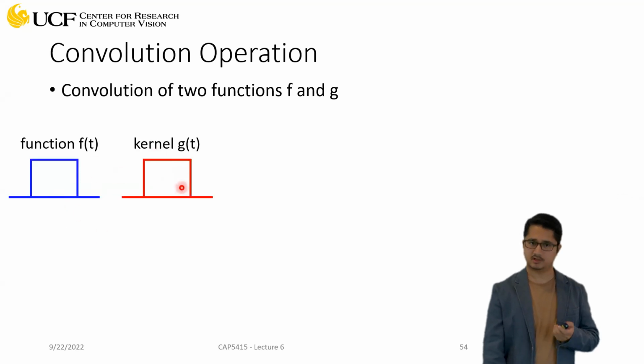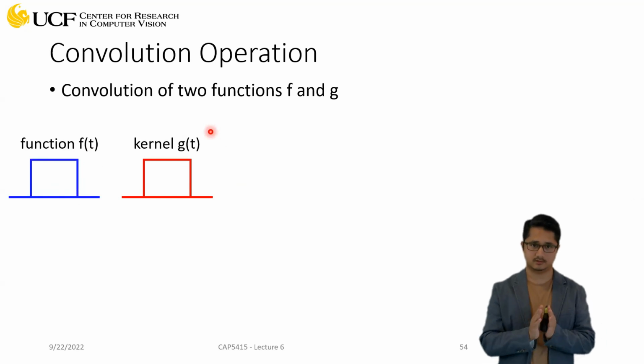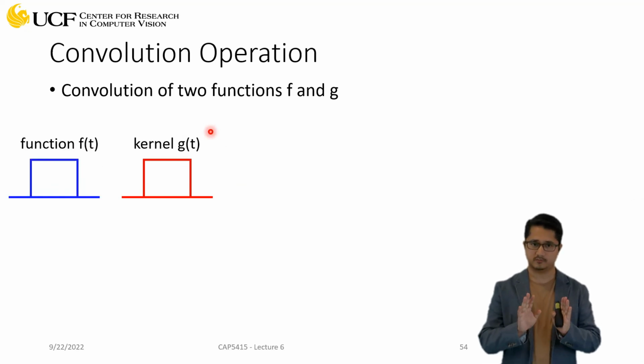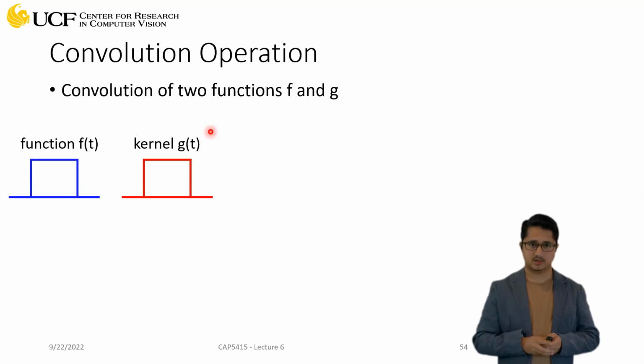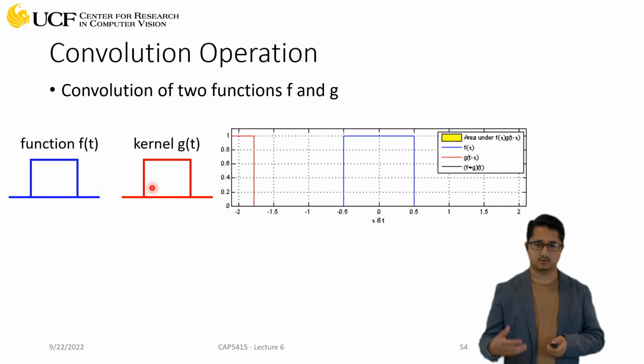Let's say we have a kernel, which has almost a similar kind of structure. Again, if you go from negative infinity, it's 0, goes to 1, comes to 0, and stays there. So this is the function, this is the kernel, and of course, these are just one-dimensional functions and kernels. But whatever we are discussing here, you can easily generalize to two-dimensional, three-dimensional, or any high-dimensional space.